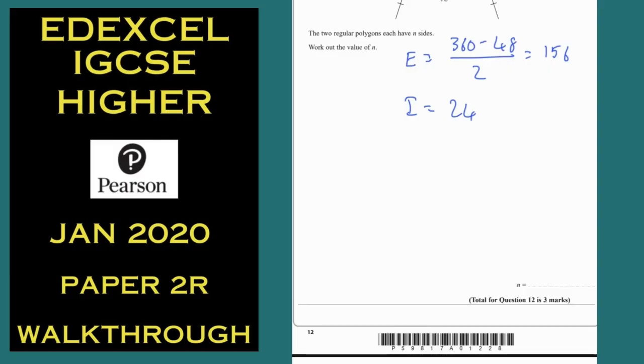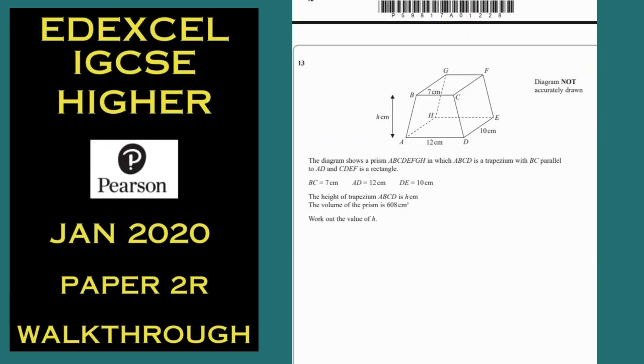Because how do you find, if you work it backwards, how do you find... I've got them wrong around, sorry. Hey, don't shout. Externals 24, my mistake. If you do 360 divided by the number of sides, you get the external angle. In this case, 24. So you can times both sides by n, divide both sides by 24. You get the number of sides to be 15. Apologies, got a bit mixed up there.